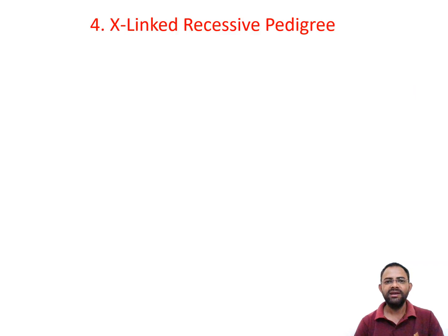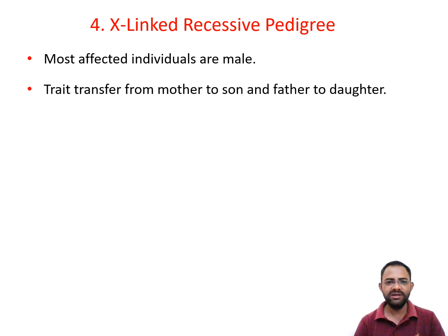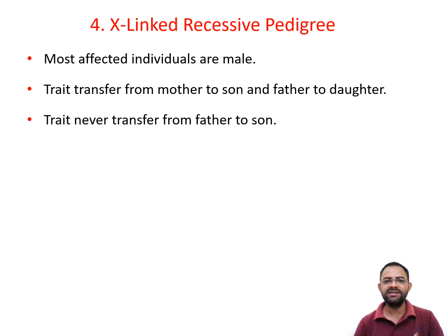The fourth one is the X-linked recessive pedigree. The characteristic features of such inheritance are, most affected individuals are male. This point to be noted, the most affected individuals are male. Next one is, the trait transfers from mother to son and father to daughter. Traits never transfer from father to son. This is again an important point.